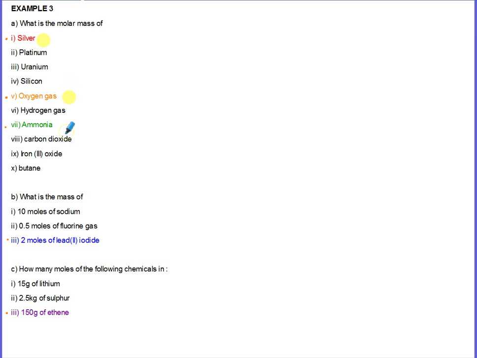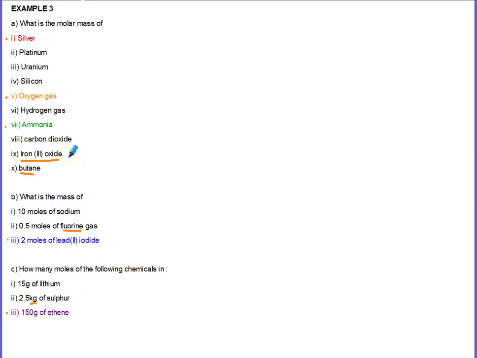Silver, oxygen, ammonia. This is a calculation question. There are moles of lead-2 iodide and how many moles in 150 grams of ethene. Down the list there as well, I'm just going to underline a few. I'm not going to go through these ones, but these ones you've got to think about.